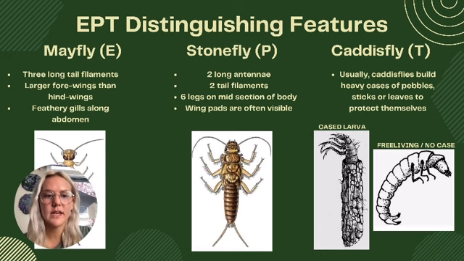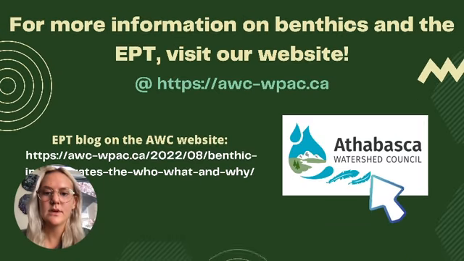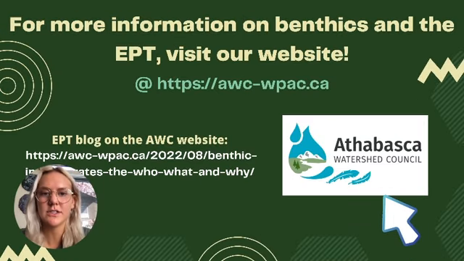However, when it does not have a case, it has 2 appendages on the bottom of it, and it looks quite different from the stonefly because the stoneflies have 2 long tails, whereas the caddisfly only has 2 short appendages. And of course, the mayfly has the 3 long tails. So that basically finishes off this presentation.